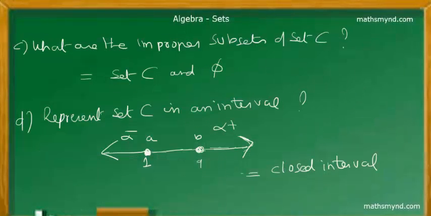Now, what about the improper subsets of set C? We know that for any set, the improper subsets are the set itself and the null set. So it's quite a straightforward question. And what about representing set C in an interval? Now we know that we can include only the numbers starting from 1 and ending at 9, which simply means that we are dealing with a closed interval.